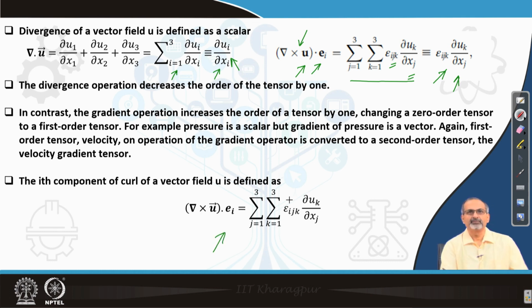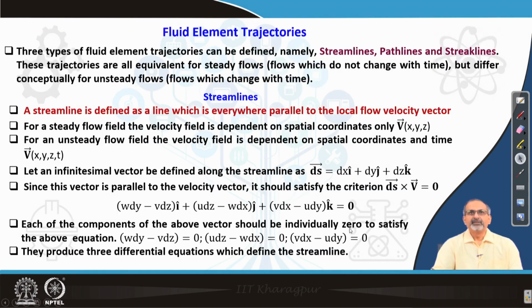Let us briefly talk about fluid element trajectories. We earlier mentioned streamlines, but we did not formally explain them. There are basically three types of fluid element trajectories, namely streamlines, path lines and streak lines. These trajectories are all equivalent to each other for a steady flow, that means where the flow does not change with time, but they differ conceptually for unsteady flows, flows which change with time.